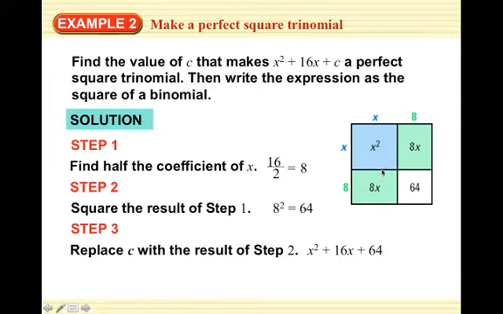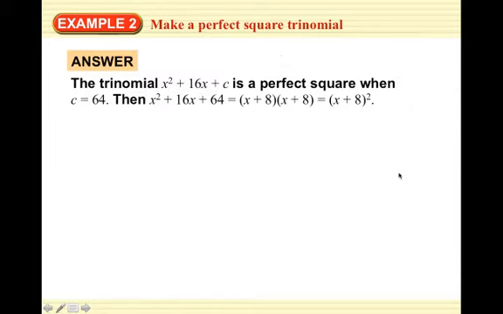And here is a little picture of a completed square there. The trinomial x squared plus 16x plus c is a perfect square trinomial when c equals 64. Then x squared plus 16x plus 64 equals x plus 8 times x plus 8, which is x plus 8 squared. So we've written the trinomial with the value that makes it a perfect square, and then we've written it as a binomial squared, x plus 8 quantity squared.